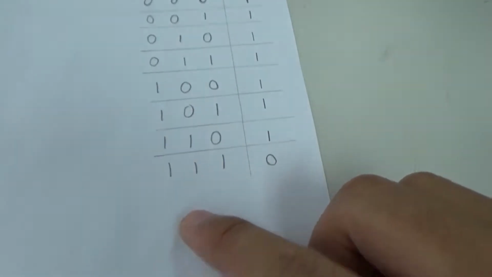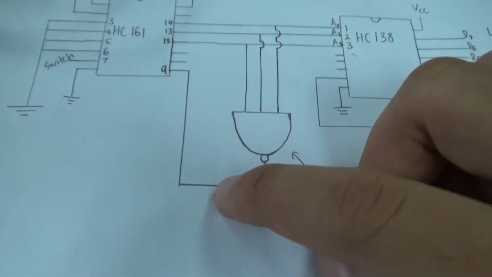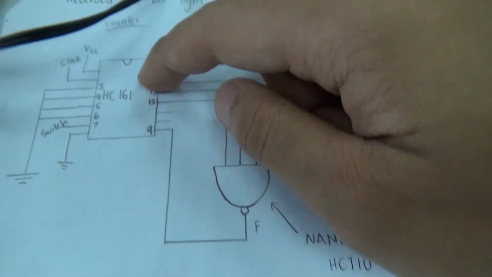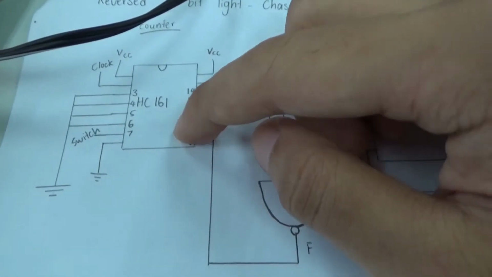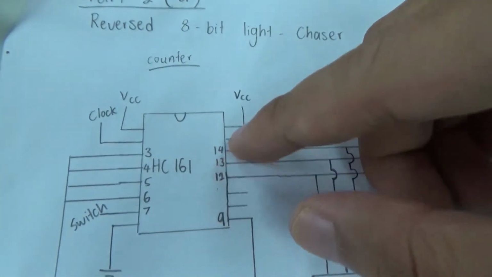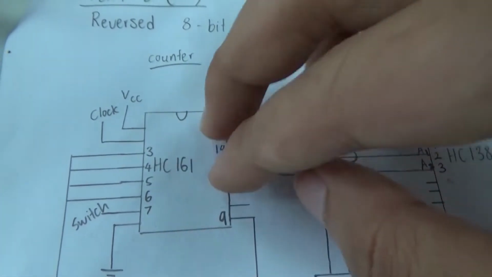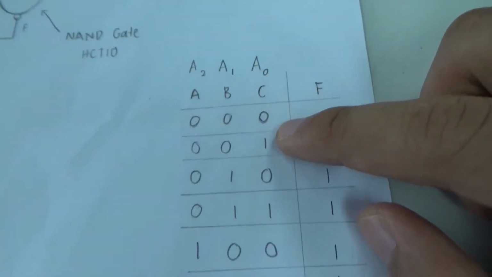Thank you. And also when it's 111, it turns into 0, the NAND gate, which is HCT10, will say it's 0. So the active low of the counter HC161 will say reload, and then everything turns to 0, and then the counting starts all over again.